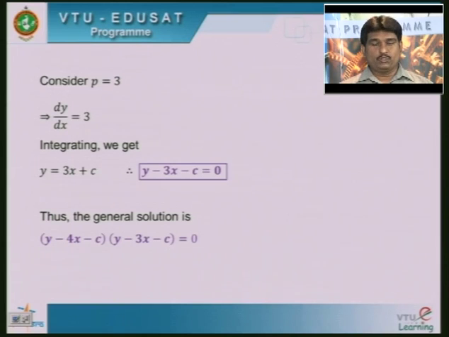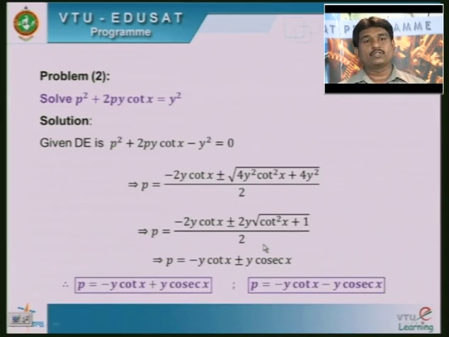dy by dx equals 3, integrate it to get y equals 3x plus c. Therefore, y minus 3x minus c equal to 0 is a solution of the second differential equation. Thus, the general solution is the product of these two solutions, which is (y minus 4x minus c) into (y minus 3x minus c) equals 0.